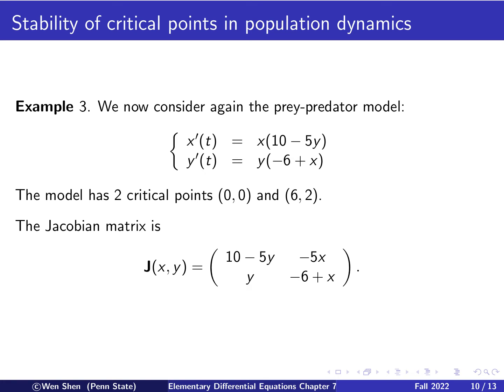And the next step is to form the Jacobian matrix. So collecting the partial derivatives, differentiate this in x, we get 10 minus 5y. And differentiate this in y, we get -5x, which is here. And then for this one, differentiate this in x, we get y, which is here. And differentiate this in y, we get -6 plus x, which is here.